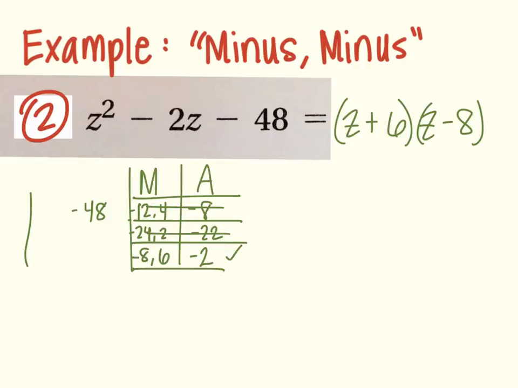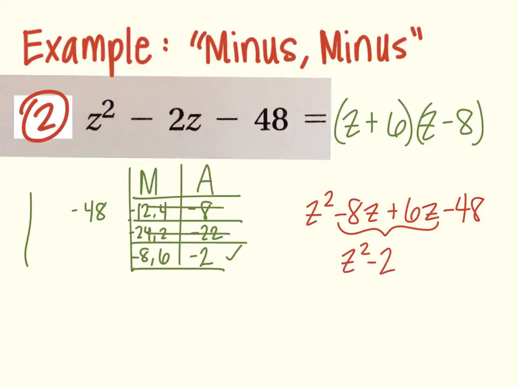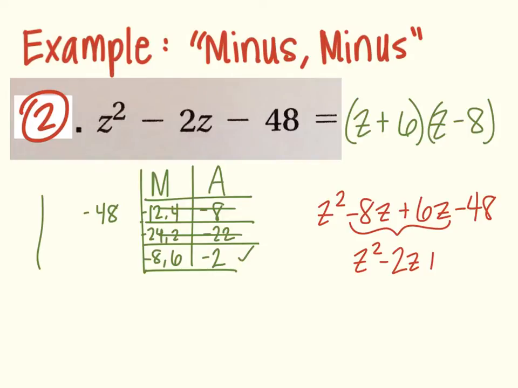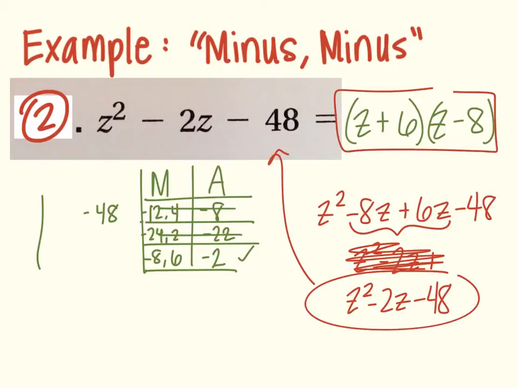You could figure it out over here, but then when you put it in over here, you put it in wrong, and that's going to give you a wrong answer. You can FOIL it back out, and you get z squared minus 8z plus 6z minus 48. Add the two middle and you get z squared minus 2z minus 48. So since that's the same as that, you know this is the right answer.